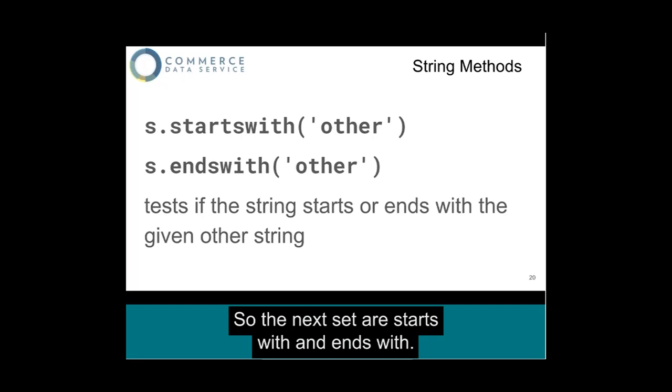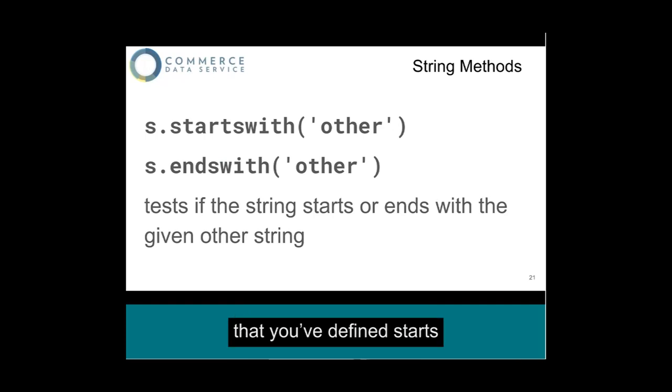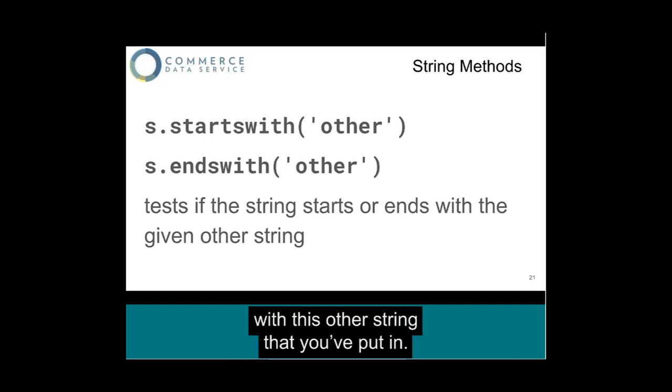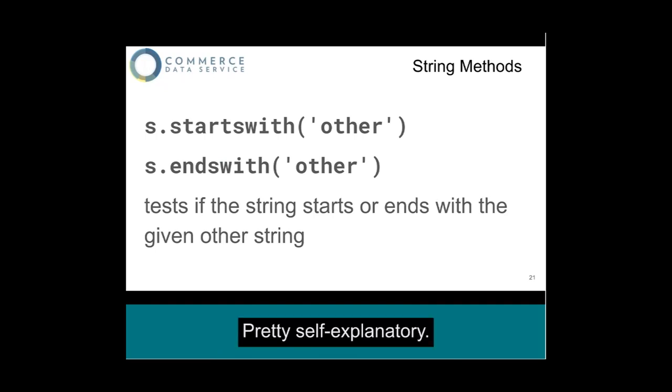So the next set are startswith and endswith. You could probably guess what they mean. You're just trying to test if the string that you defined starts with this other string that you've put in. So you're testing s.startswith(other), you're testing if s, that string, starts with other. Pretty self-explanatory, and same with endswith.